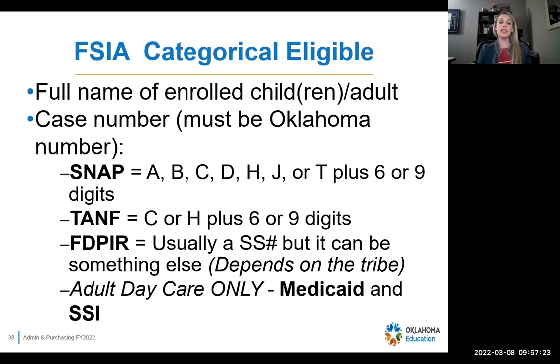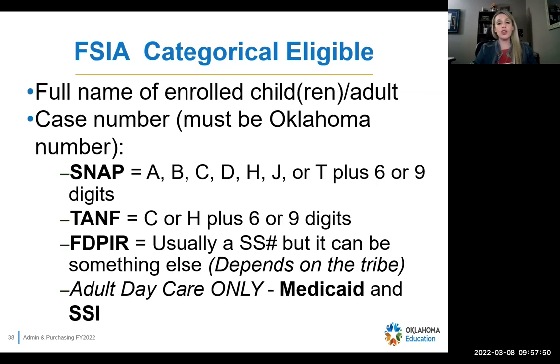And we have to see their case number, and it has to start with an A, B, C, D, H, J, or T, and then with a 6 to 9 digit. The reason it must be an Oklahoma number is because of the way that our state approves SNAP, TANF, and FDPIR. Some states approve it differently. So that's why it's allowable in Oklahoma. If you don't know what SNAP is, SNAP is food stamps. TANF is temporary assistance for needy families.